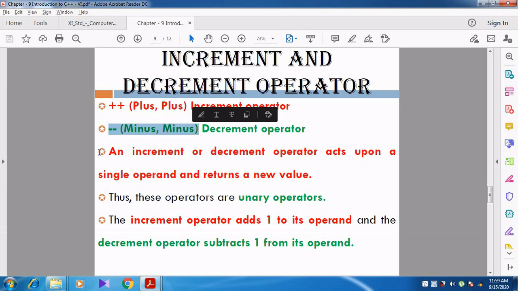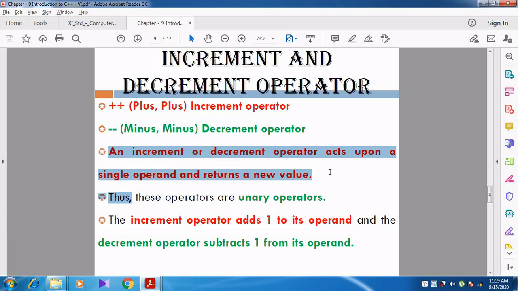See here what they have given. An increment operator or decrement operator acts upon a single operand and returns a new value. See, it is not like other operators. Plus plus and minus minus are not like other operators. There will be only one operand, that is a single operand, and it returns a new value.